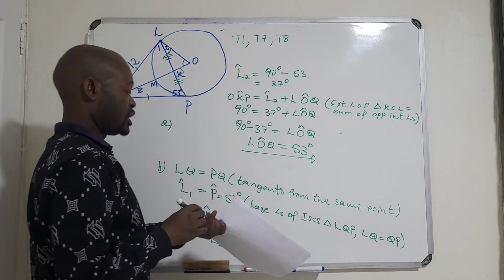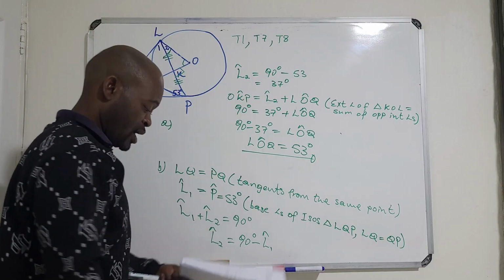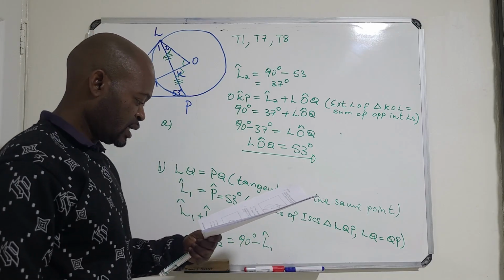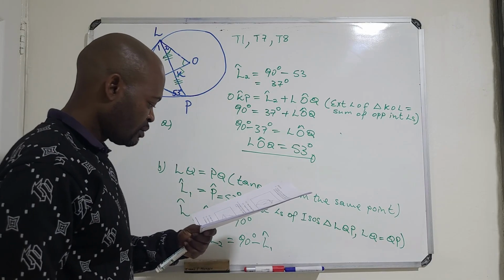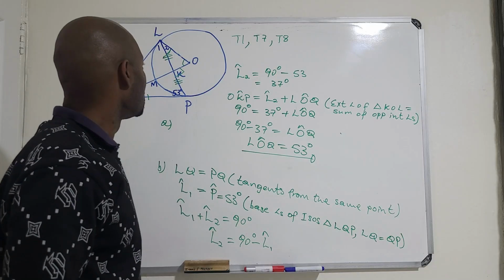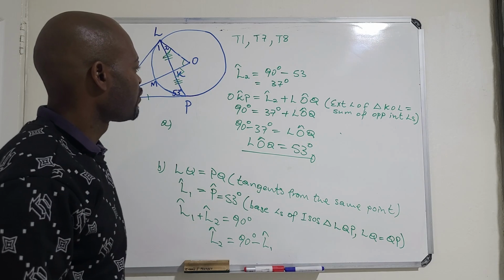We have proved that this angle here is 53 degrees. Now, in C, we are told that we must calculate the length of the radius of the circle.